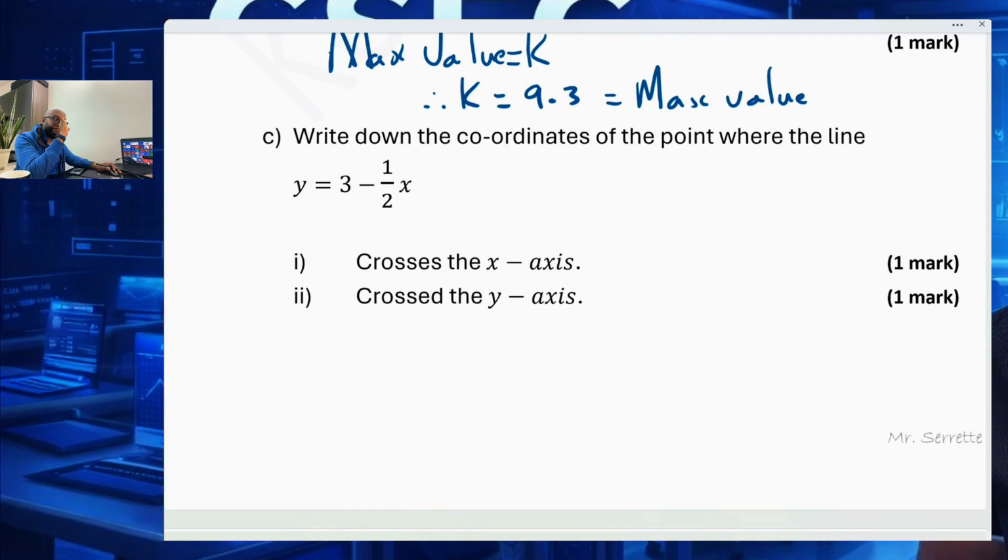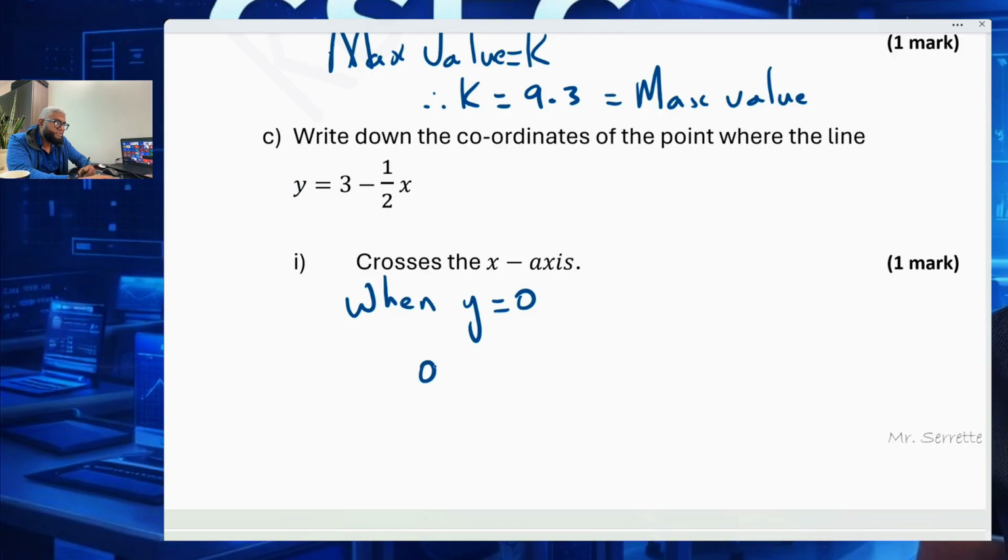Write down the coordinates of the point where the line y is equal to 3 minus 1 half x crosses the x-axis. When any line crosses the x-axis, what will be the value of y? I'm basically calculating the value of x when y is equal to 0. So let me plug that in now. If y is 0, what am I replacing y with here? 0 is equal to 3 minus a half x.